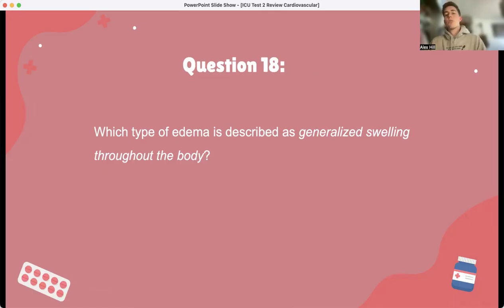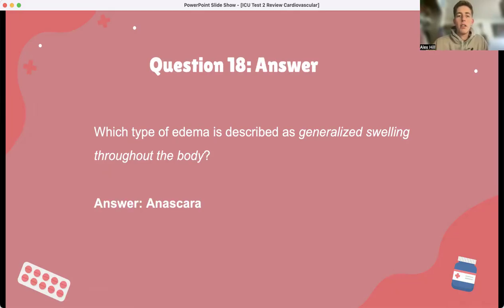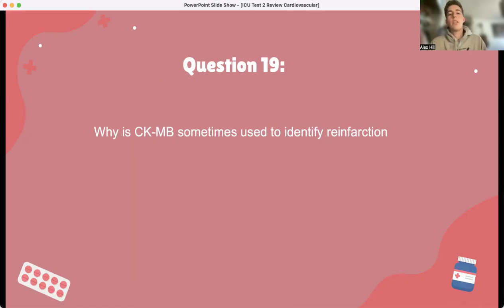Which type of edema is described as generalized swelling throughout the body? Anasarca. Misspelled that. Okay. Why is CK-MB sometimes used to identify reinfarction?